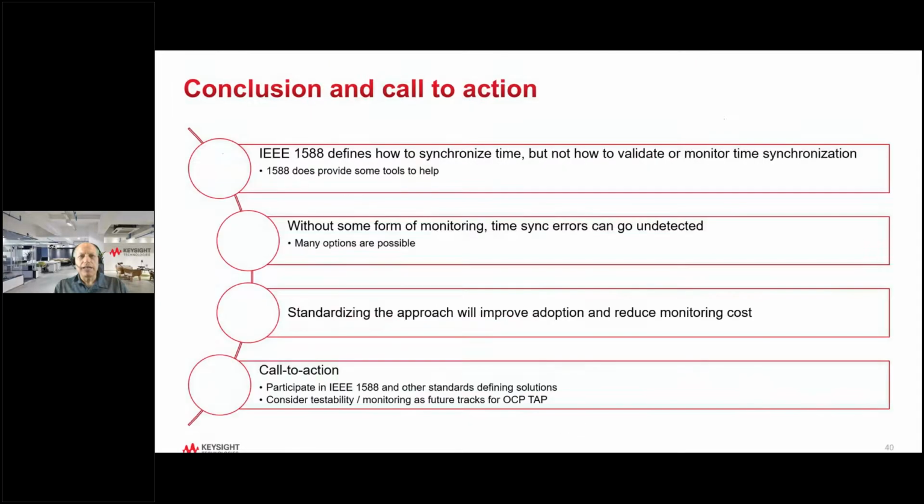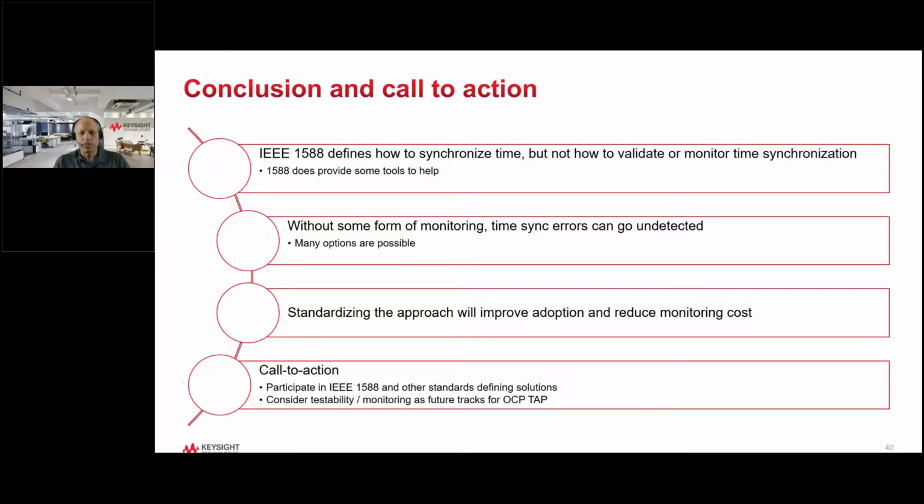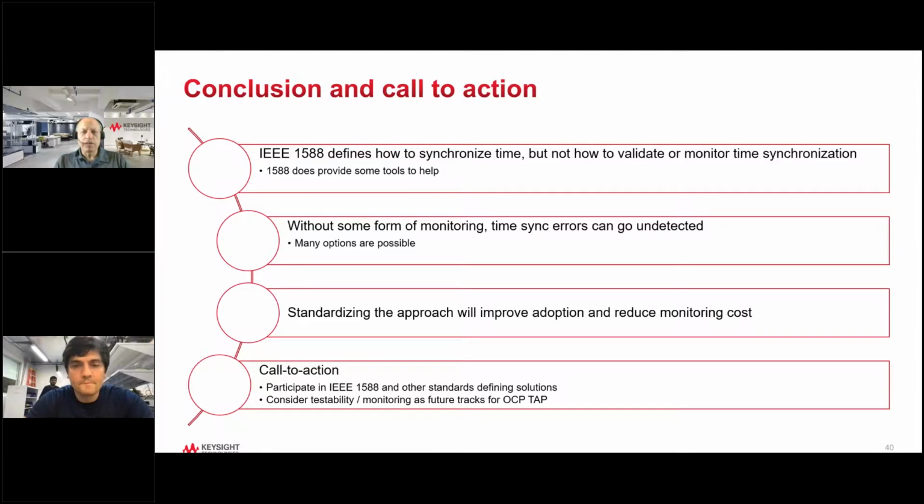And that's my conclusion. I've used up most of the time here, but at a high level, 1588 is defining not only how to synchronize time, but traditionally it didn't define how to validate time. That's changing, and 1588 is providing some tools that can help. Without monitoring, time sync errors can go undetected, and there are many options available as we've discussed here. Standardizing the approach, regardless of whether it's measured within the device using peers or using monitors, will help improve adoption and reduce monitoring costs.